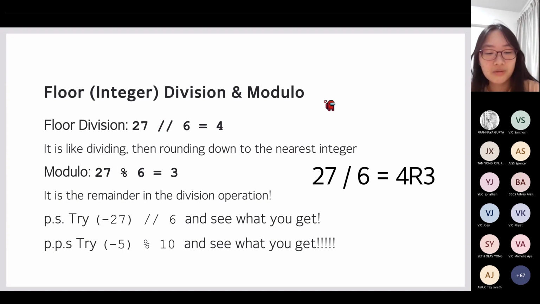As for modulo, modulo is the remainder in the division operation. So say you divide 27 by 6, you'll get 4 with a remainder of 3. And what this modulo function does is that it will return you 3, which is the remainder.